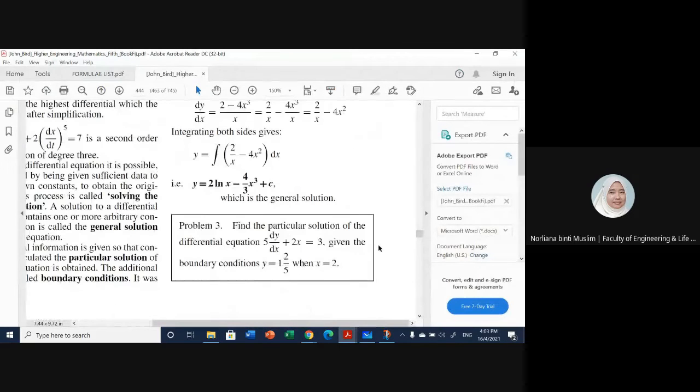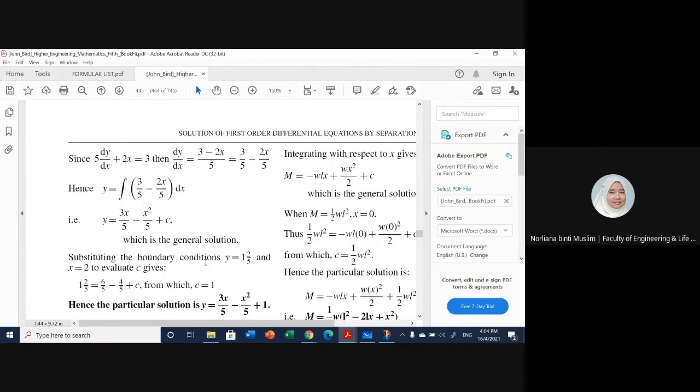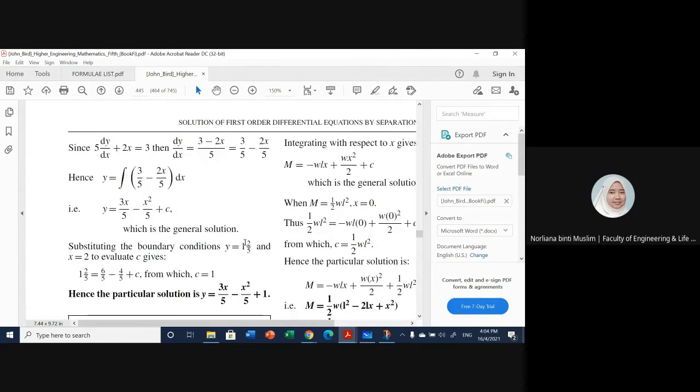Okay, problem 3. I'm just taking this problem 3, particular solution. If you can see, in this one we have an initial value. This is an example for the initial value. This is our ODE. The order is 1, so this is a first order ODE. In order to solve it, we do the same thing. We can see that the given ODE is not in the form dy/dx equal to something, so you have to modify.